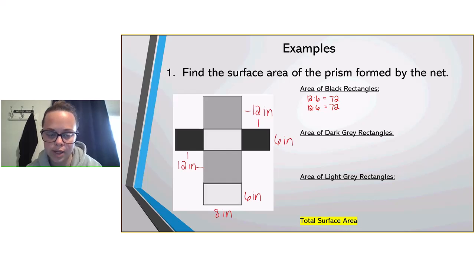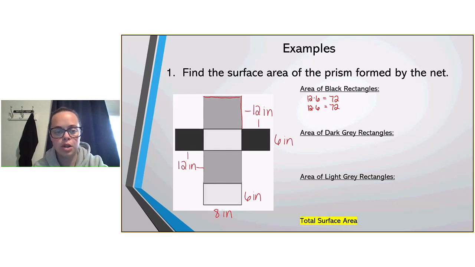Now we're going to look at the dark gray rectangles. These are the larger ones at the top and here in the middle. Remember, if we folded this up, this might be the top and the bottom, maybe the front and the back, just depending on how you're holding that rectangular prism. If I look at this top rectangle, I can see that this side here is labeled with a 12. Well, the problem though is that this isn't labeled.